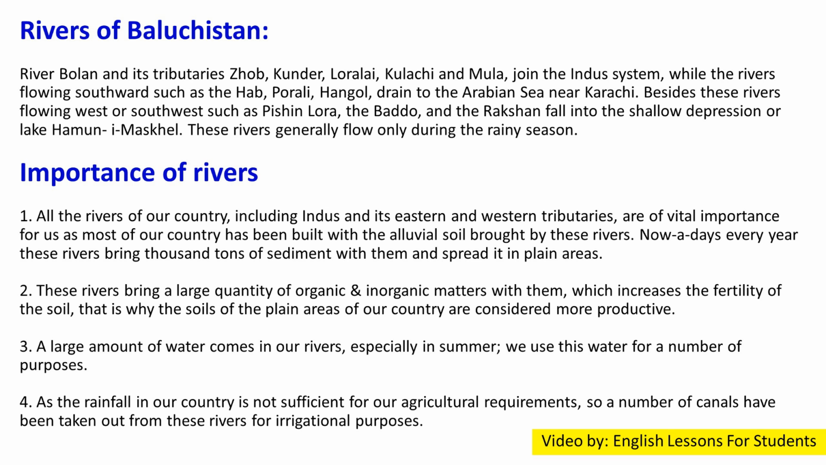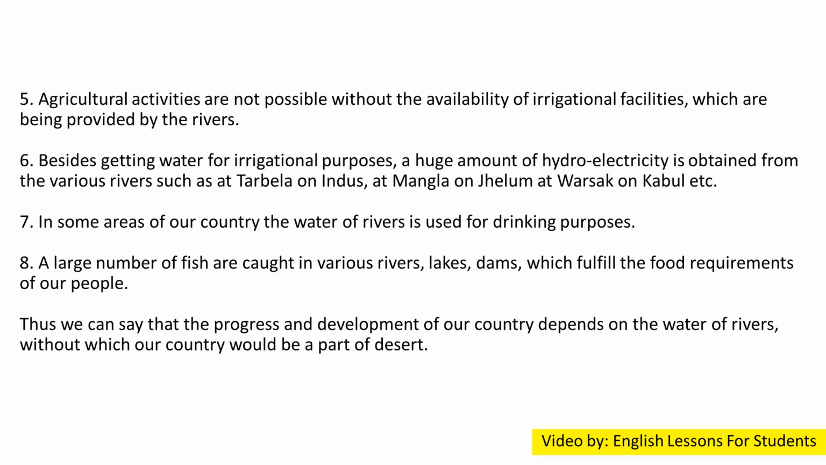A large amount of water comes in our rivers, especially in summer. We use this water for a number of purposes. As the rainfall in our country is not sufficient for our agricultural requirements, a number of canals have been taken out from these rivers for agricultural or irrigational purposes. Agricultural activities are not possible without the availability of irrigational facilities, which are being provided by the rivers.